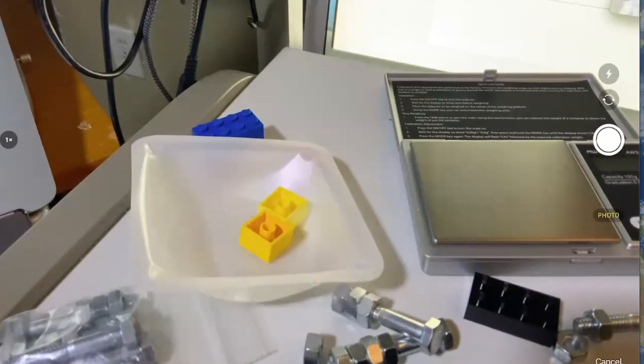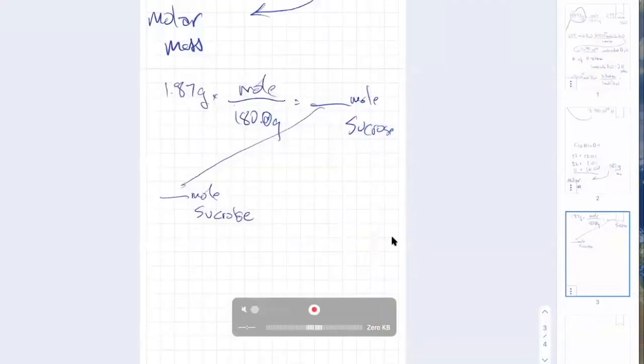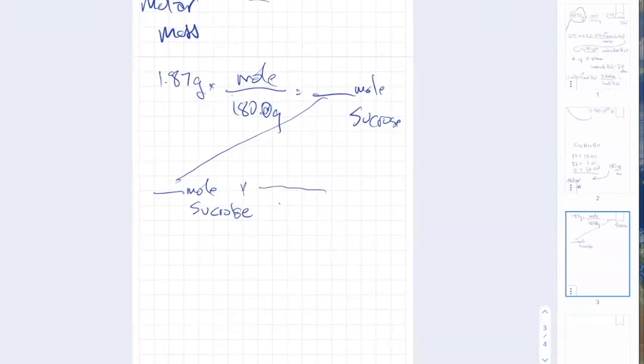And you guys all have approximately the same amount. So you should all get approximately the same amount of moles. So that's what we have right here in terms of that. The molar mass is here. The moles, like I said, you just do this calculation right here. You say, let's say we have 1.87. We use the molar mass to calculate the moles. Now that we have the moles, we can use Avogadro's number. 1 mole equals 6.02 times 10 to the 23rd molecules. And then we have our molecules of sucrose.